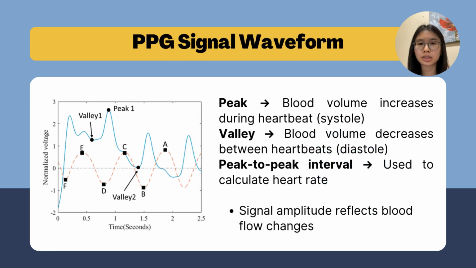This slide shows a typical PPG waveform. The peaks occur when blood volume increases during a heartbeat, which is known as systole. The valleys occur when blood volume decreases between heartbeats, known as diastole. The time interval between two peaks can be used to calculate heart rate. The waveform amplitude also provides information about blood circulation and vascular health.